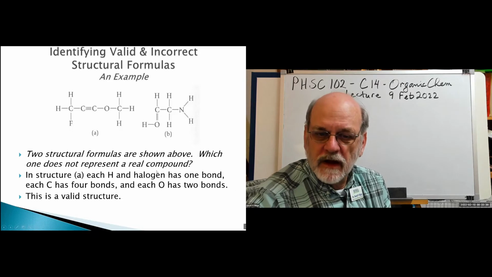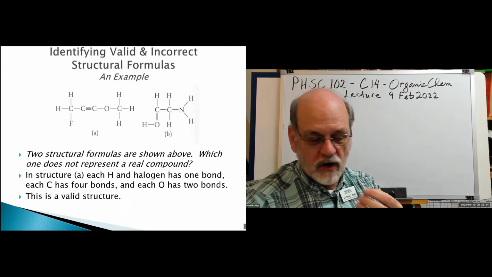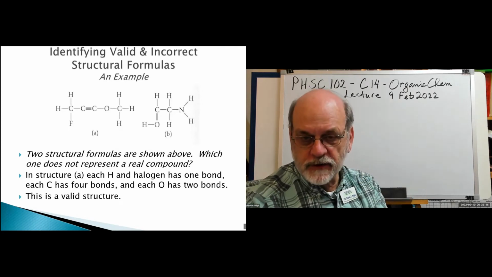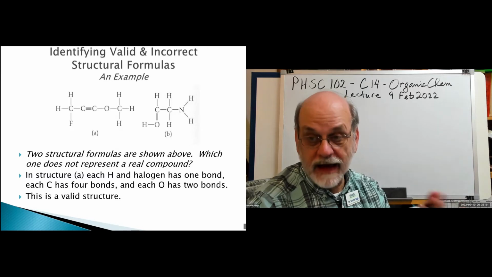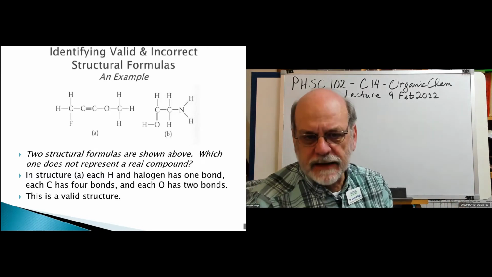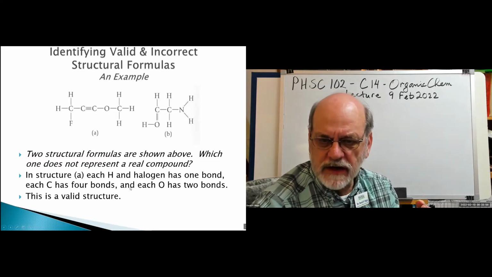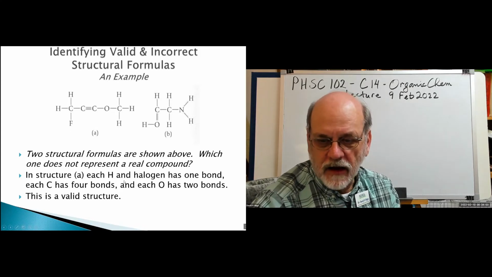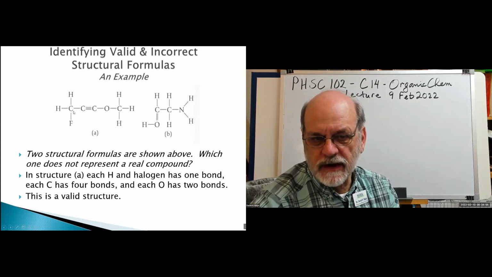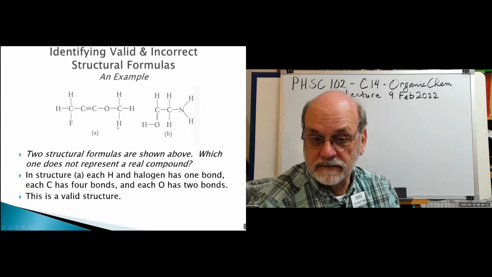So which one represents a real compound? And that's based upon these rules. Carbon has 4 bonds, nitrogen 3, oxygen 2, and hydrogen only 1, and halogens only 1. So we look to see. Okay, let's see about this. In structure A, each hydrogen and halogen has one bond. That's good. Carbons, how about the carbons? This carbon has 4 bonds. This one has 4 bonds. This one has 4 bonds. That one has 4 bonds. That's a valid compound.